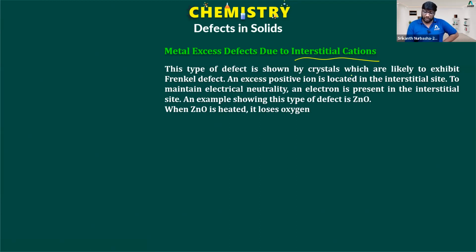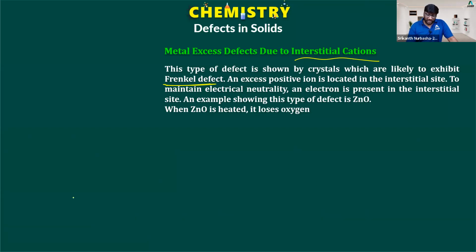This type of defect is shown by crystals which are likely to exhibit Frenkel defect. Why? Because the interstitial positions have to be occupied by the cations, so the scenario is similar to Frenkel defect. Yes or no? A small cation occupies the interstitial sites. An excess positive charge is located in the interstitial sites. To maintain electrical neutrality, an electron is present in the interstitial sites.